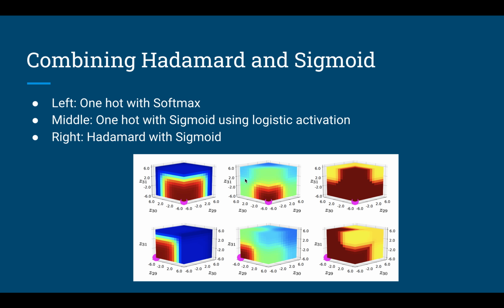If we look at the region here for one hot with softmax, we're essentially taking this yellow and red region over here and stretching it out using Hadamard with sigmoid decoding. And this means that in order to get to this blue region, we now have to travel much further in Z space. So this is good for having enhanced robustness.